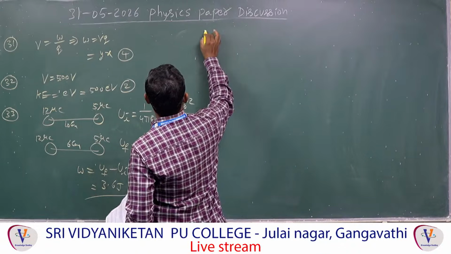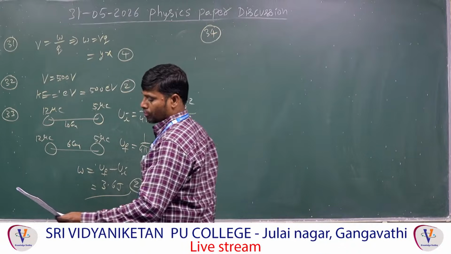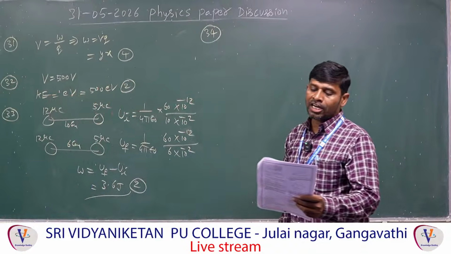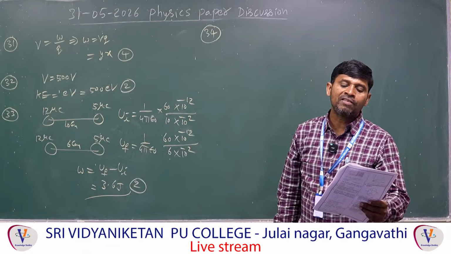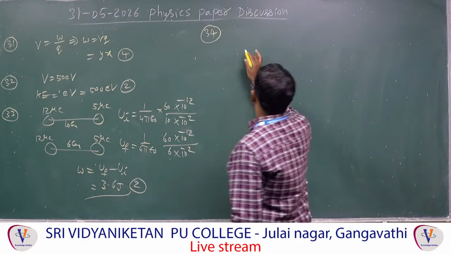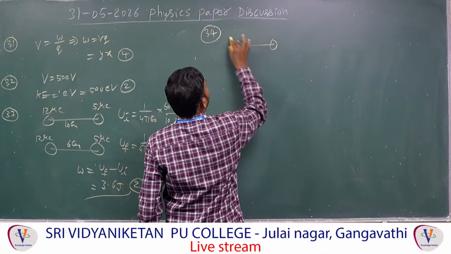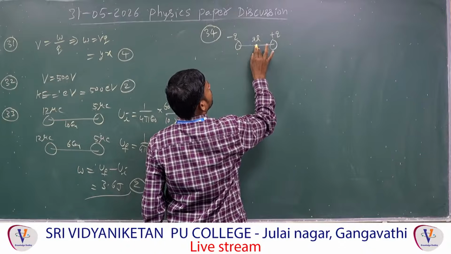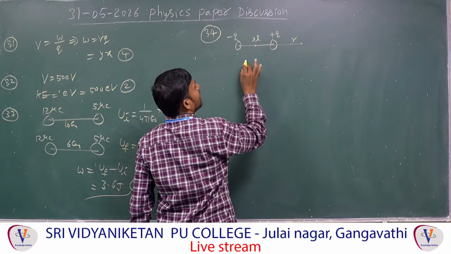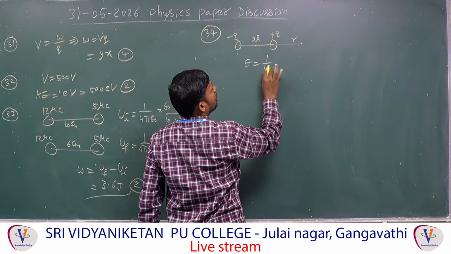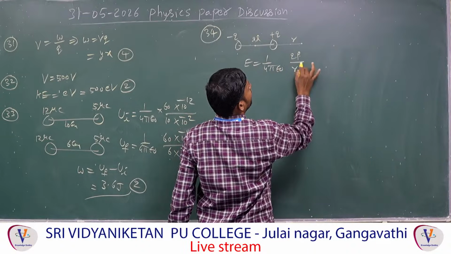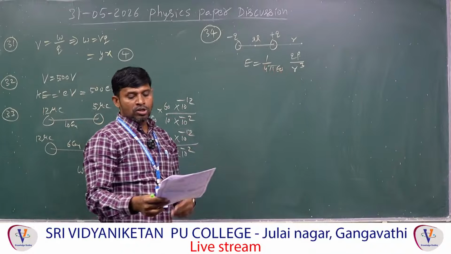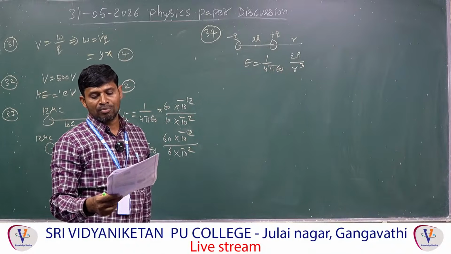Question 34. The electric field and potential of an electric dipole varying with distance. This is the dipole, minus and this one positive, separated by a distance 2L. At a distance R, what is the electric field? 1 by 4 pi epsilon naught 2p by r cube on the axial line. E is inversely proportional to R cube, and that is the formula.